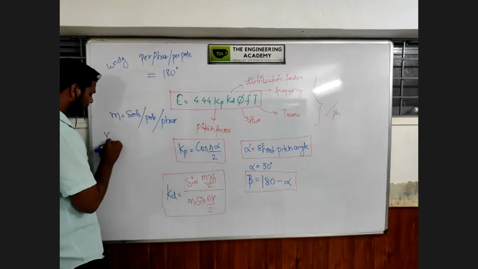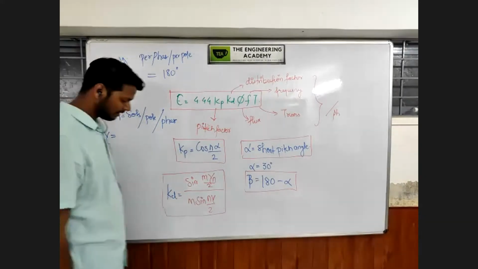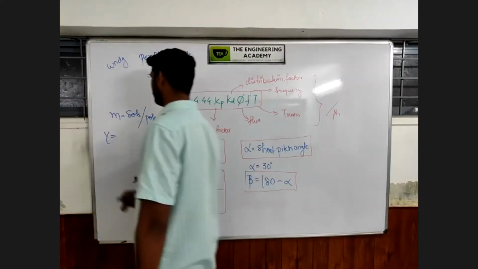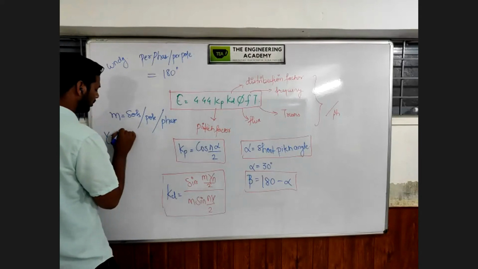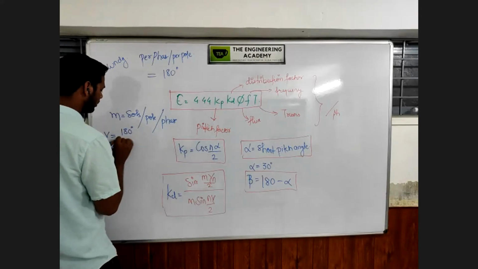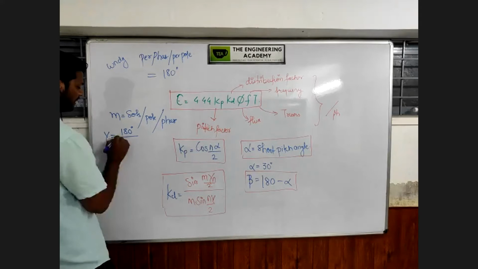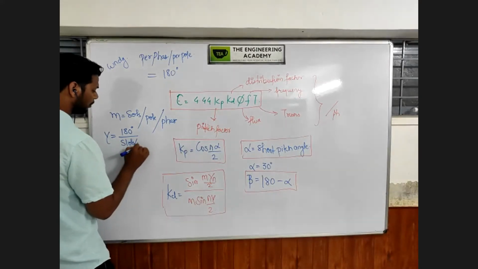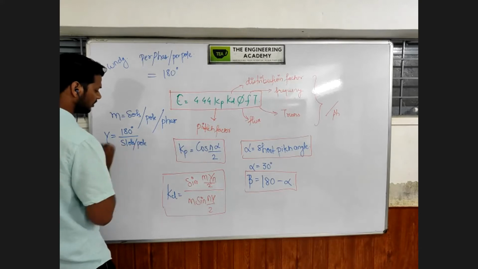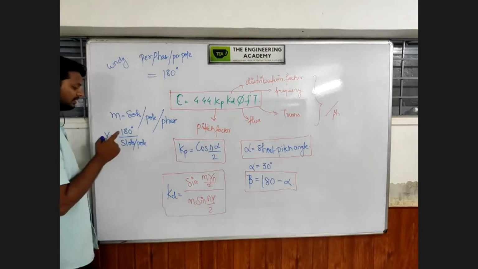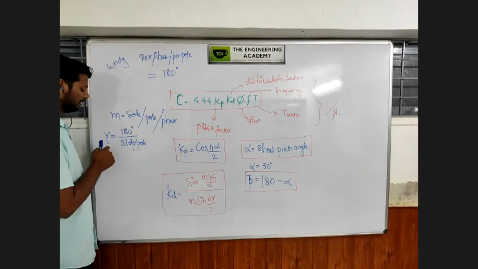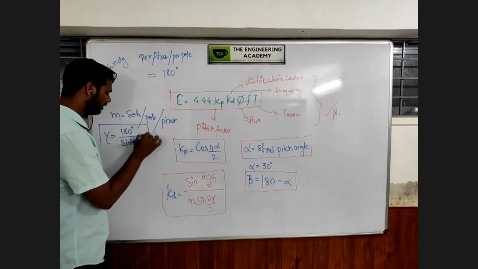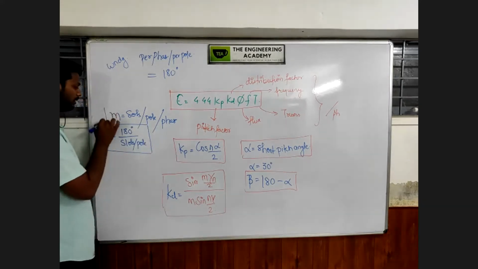What do you mean by gamma? Gamma is called 180 divided by slots per pole. Listen carefully. There is one more formula for gamma.